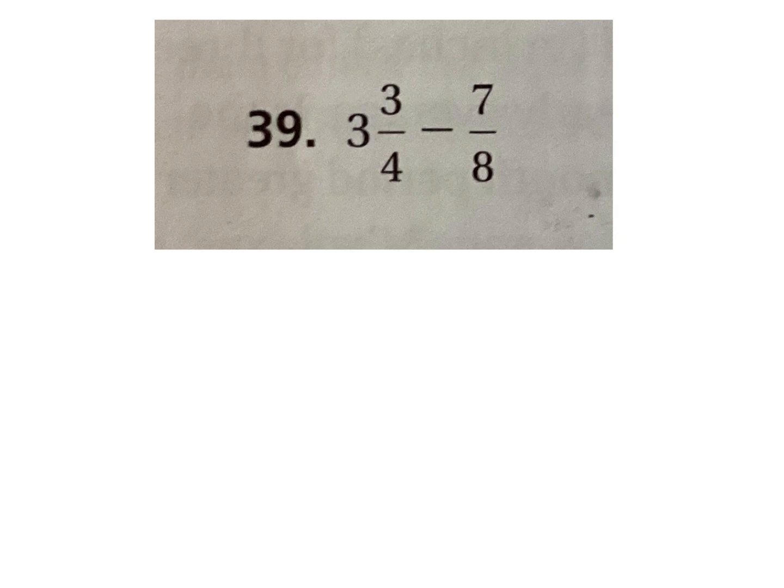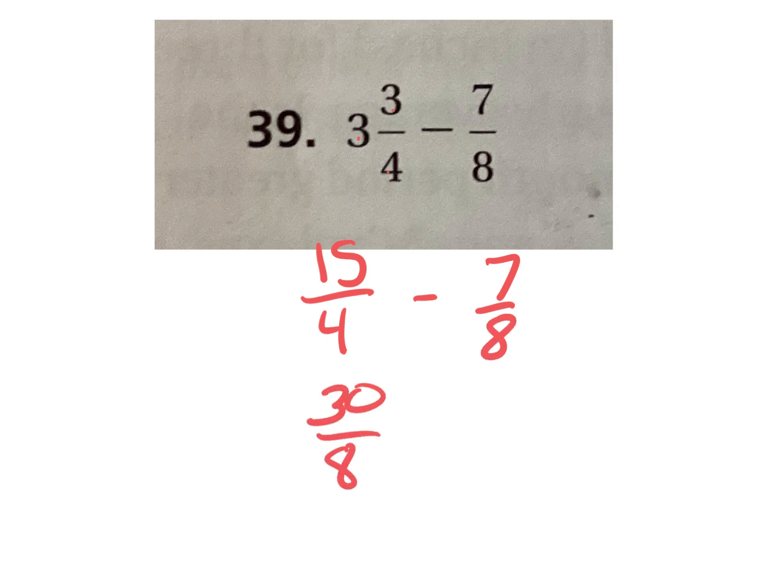Here's another one. Before I get anything going, I want to make sure I have improper fractions and the same denominator. So 4 times 3 is 12, plus 3 is 15 over 4, minus 7/8. I'm going to make that into 8. So that'll be 30 over 8 minus 7/8. I want to add the opposite. 30 plus a -7 is 23 over 8.